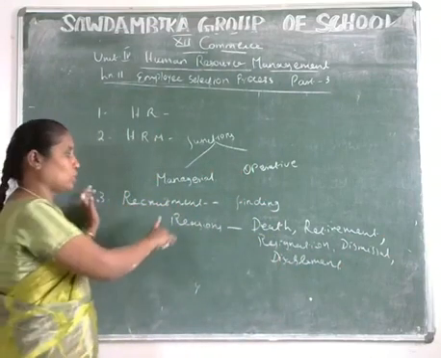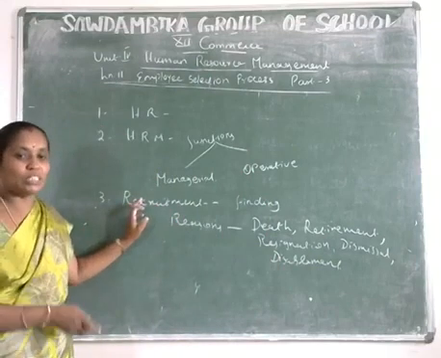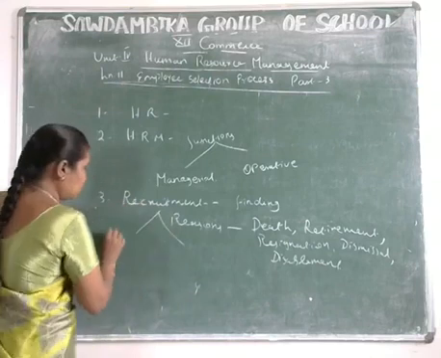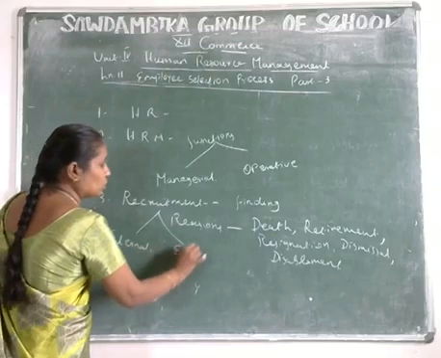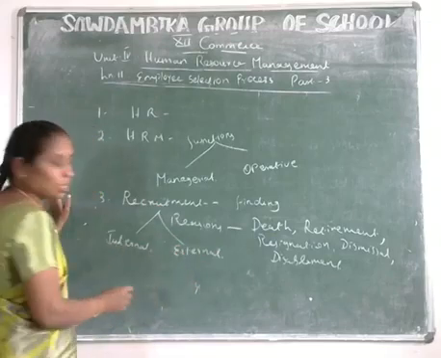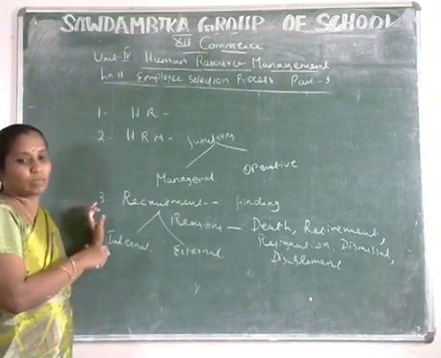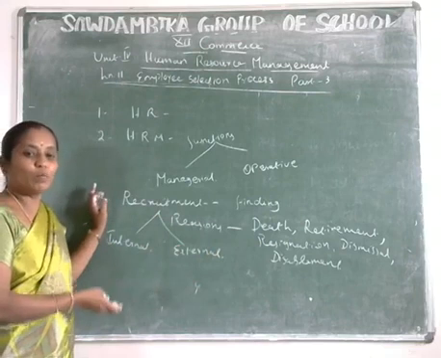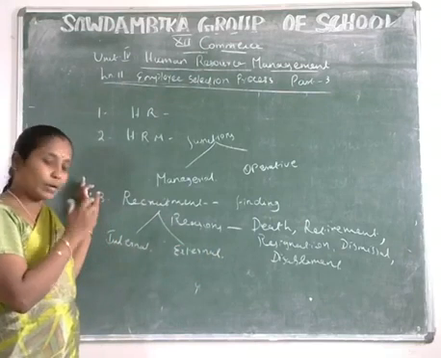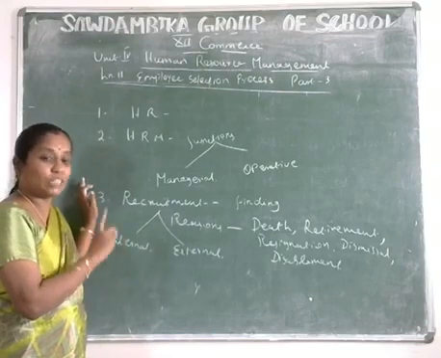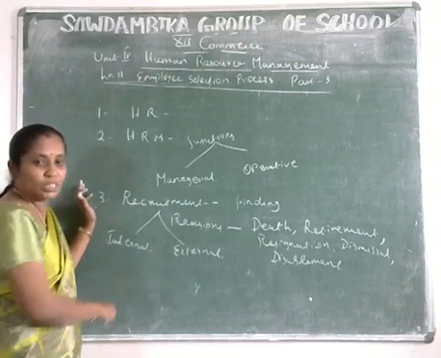And what are the sources of recruitment? Recruitment has two sources: internal sources and external sources. Internal sources mean that persons are recruited from within the business. For example, transfer, promotion, demotion, upgrading, recommendation of existing employees, retired employees, and job rotation. These are all the internal sources.